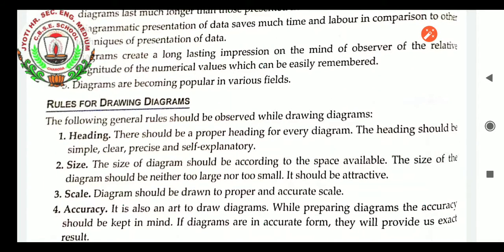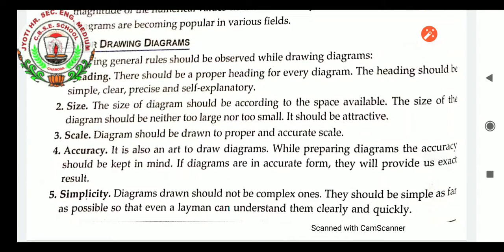Rules for drawing diagrams. The general rules for drawing diagrams are as follows. Very first, heading. A diagram must have a heading. There should be a proper heading for every diagram. The heading should be simple, clear, precise and self-explanatory. Size. The size of the diagram should be according to the space available. The size of the diagram should be neither too large nor too small. It should be attractive.